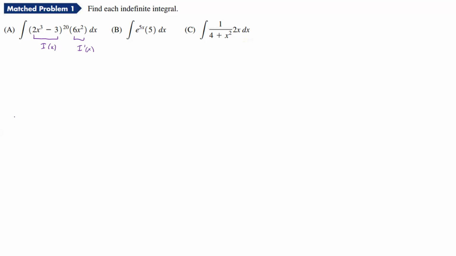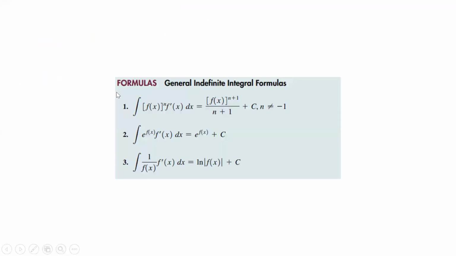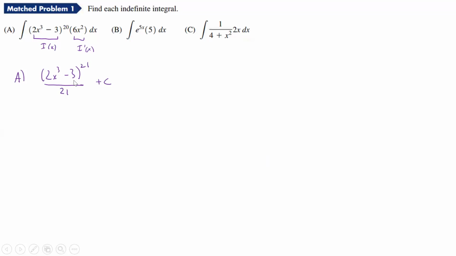And so what we can say then for a is that the inside piece is going to be 2x to the third minus 3. We're going to raise this up 1, so it's going to be up to the 21, and we're going to divide by 21, and then plus c. And so that fits this one here. We're taking our inside function to the n plus 1 divided by n plus 1, plus c. And so that's what we've done for a.